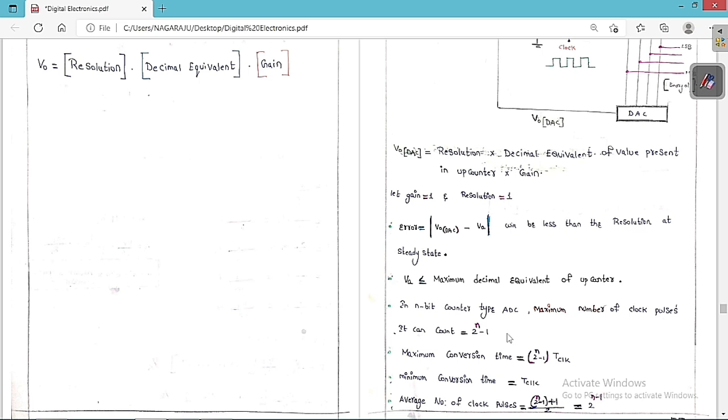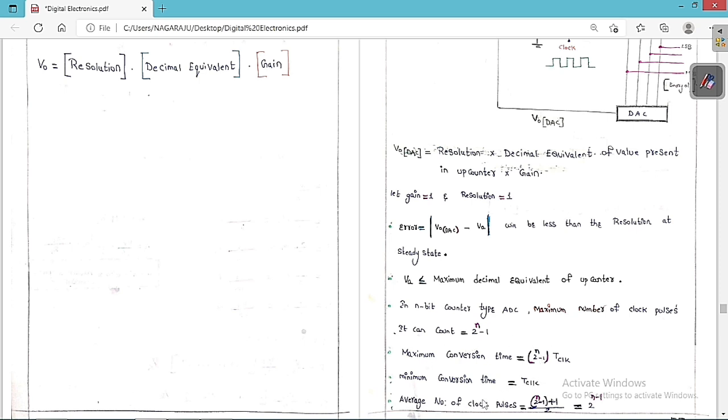So the maximum conversion time is 2 to the power of n minus 1 T clock, and the minimum conversion time is only T clock. So we can say as the input voltage increases, the actual conversion time also increases. As the input voltage decreases, the actual conversion time also decreases.